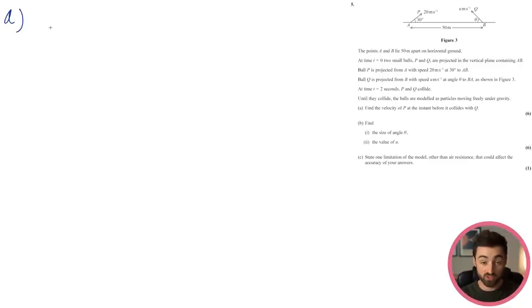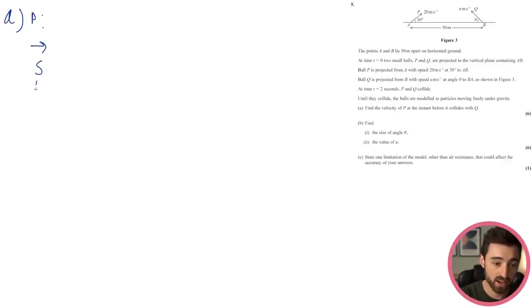Okay, so with projectiles, it's SUVAT, essentially. What you can do is horizontal and vertical act completely independently, meaning I can set up a SUVAT for my horizontal motion and then separately set up a SUVAT for my vertical motion. In this case, we want the velocity of P. So it's going to be some horizontal velocity and some vertical velocity. I'm then going to be able to get the resultant of those two. So I'm going to set up my SUVATs for P and then see what I have.